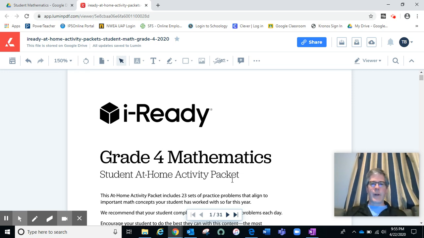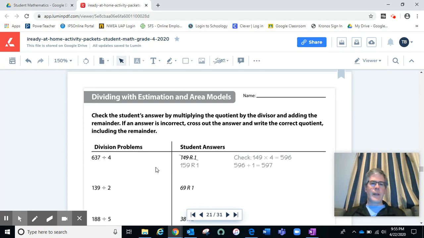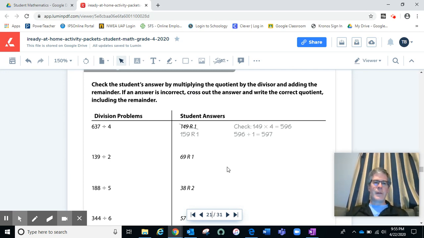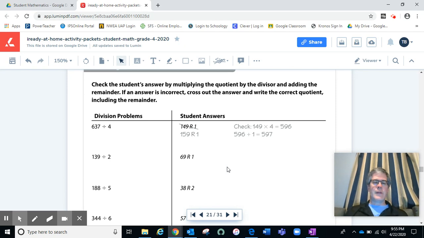We're going to be reviewing iReady Grade 4 Math Home Activity Packet, pages 21 and 22. So we will jump down to page 21, and we have a set of 3-digit by 1-digit division problems. And they've given us a student answer, and we're asked to check that answer and determine whether the division was done correctly. This looks similar to the multiplication and addition situations where we had to determine whether the student answer was reasonable by estimating. In this case, we're not estimating, we're checking.